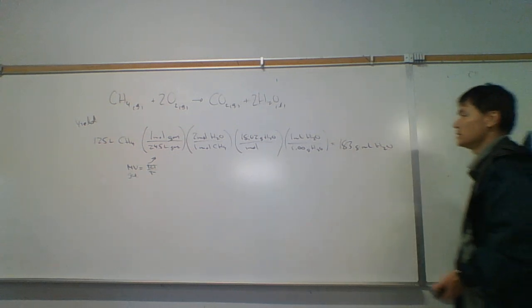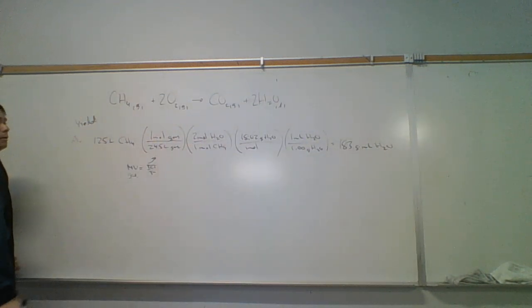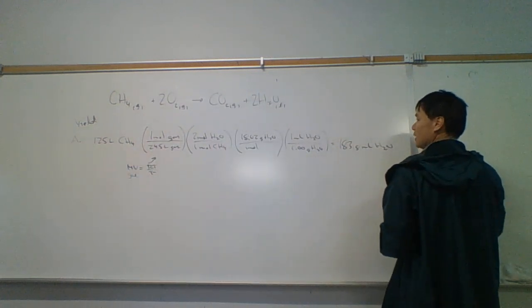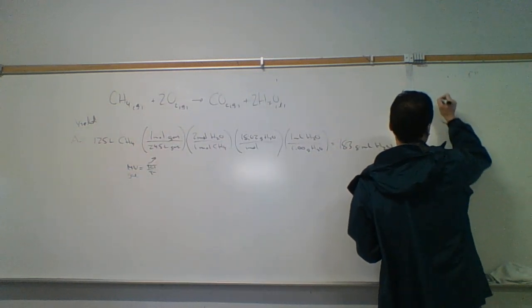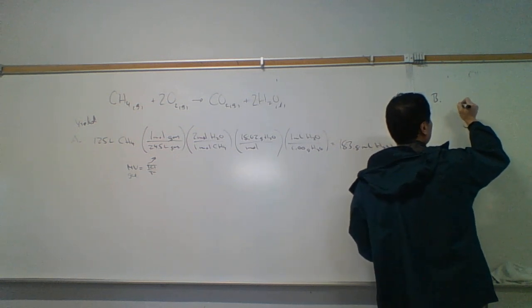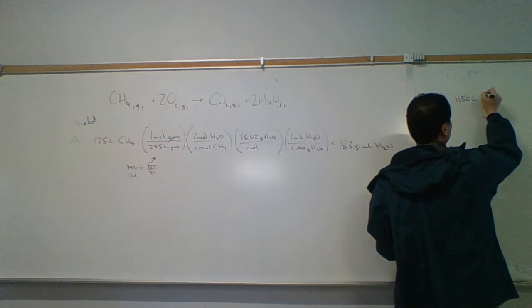All right, that's the yield from the methane. But we don't know if we're going to get that because we don't know if we have enough air. And so we're going to calculate the yield from the air, or the oxygen in the air. And it's going to be 1,150 liters of air.